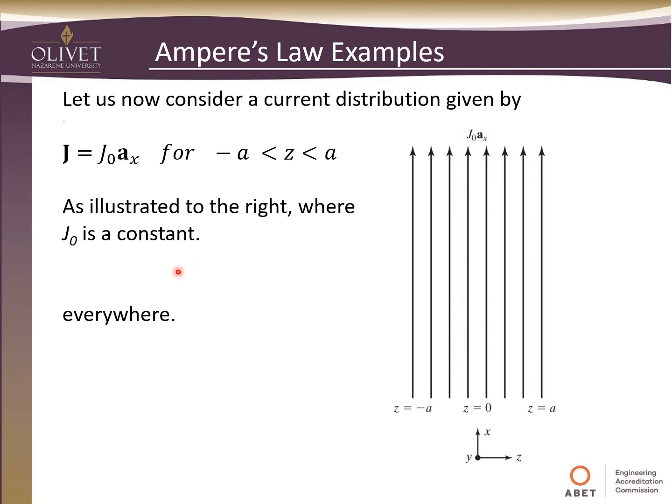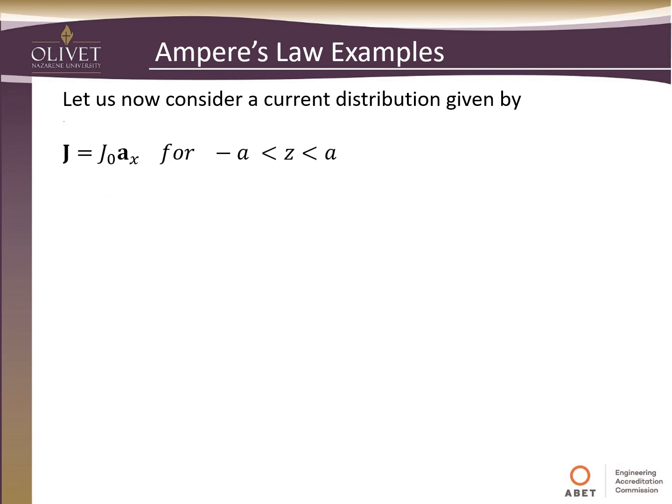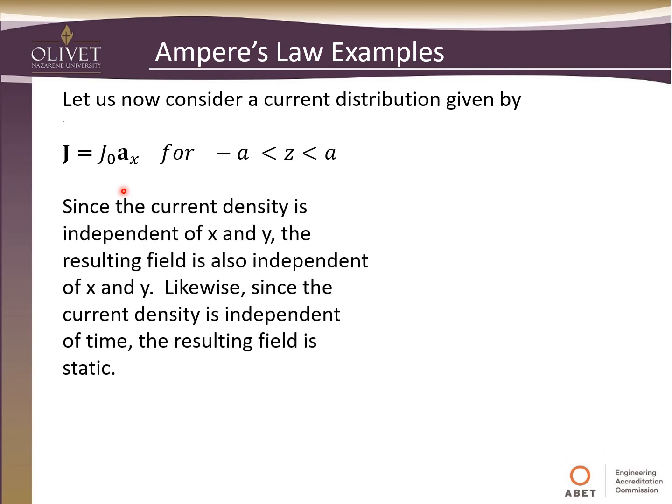And again, J naught is a constant, so it's just this constant current density in that gap there. So we're asked to find the magnetic field everywhere. To do that, let's consider this current distribution here.